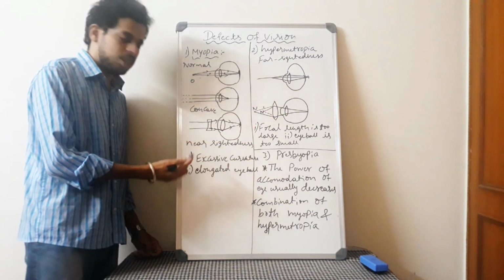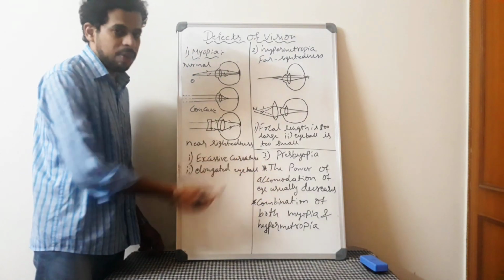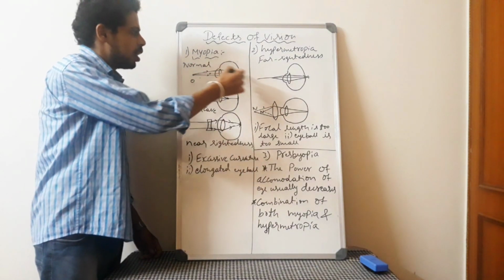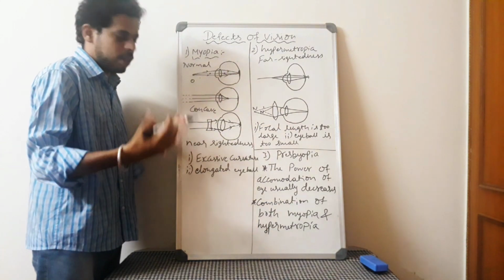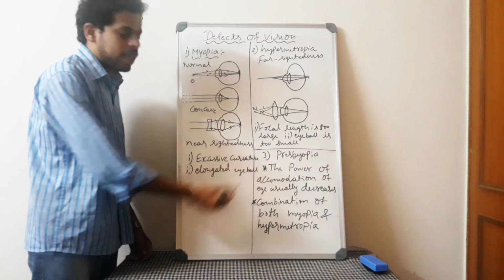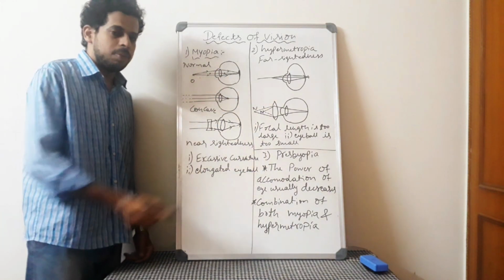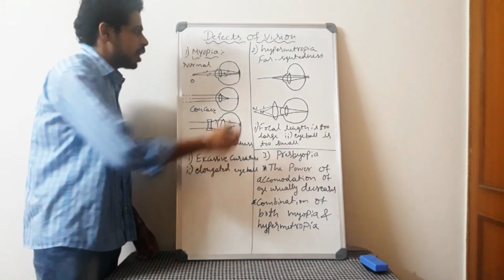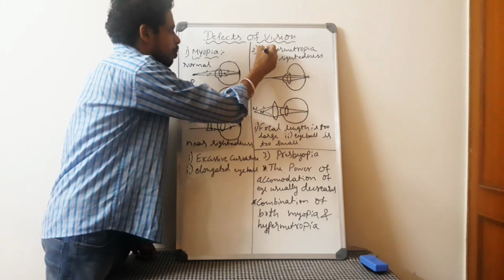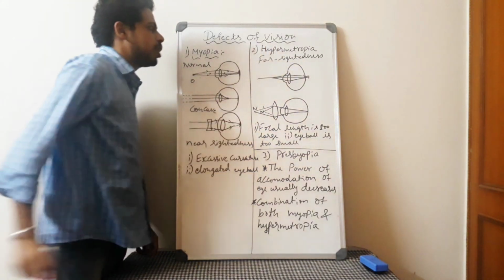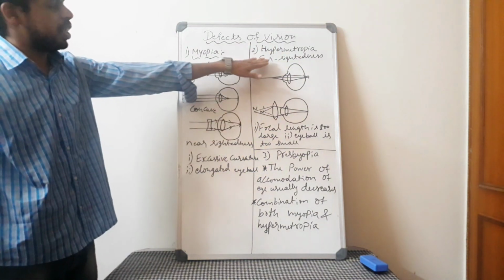Why is this caused? That is because of excessive curvature, which means the radius of curvature is too large, and an elongated eyeball. When you have an elongated eyeball, you may have this problem. So this is about myopia. Next comes hypermetropia, which is called farsightedness.